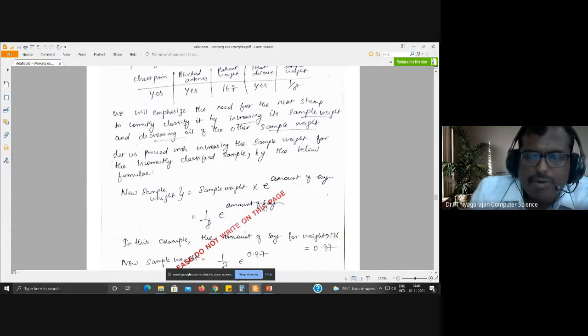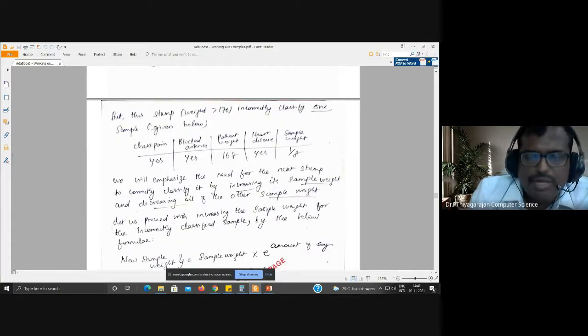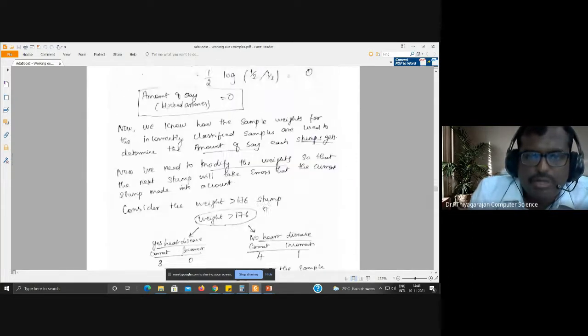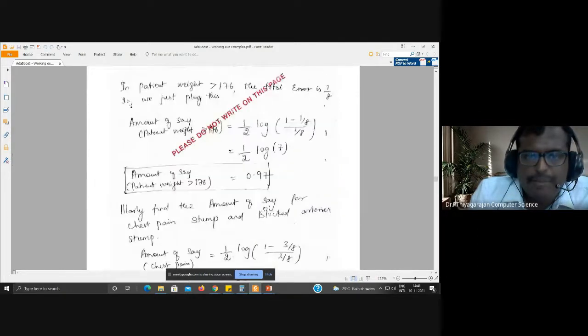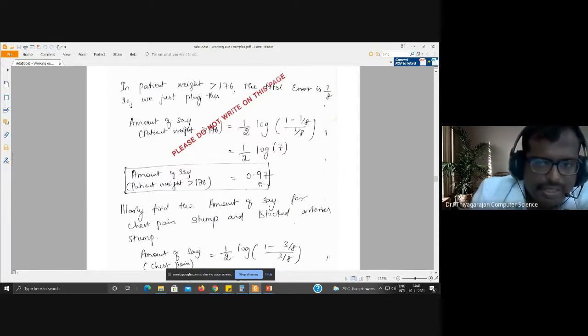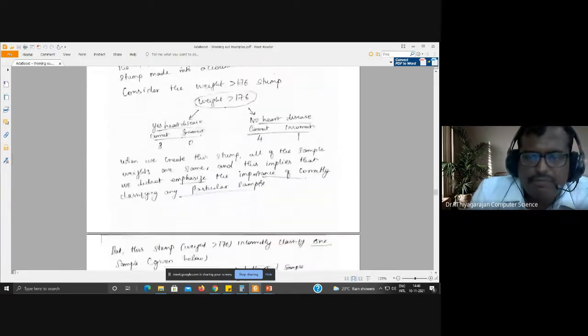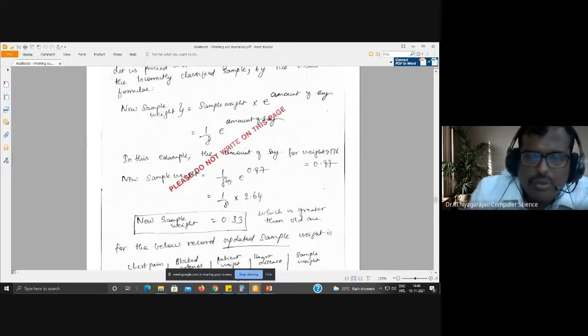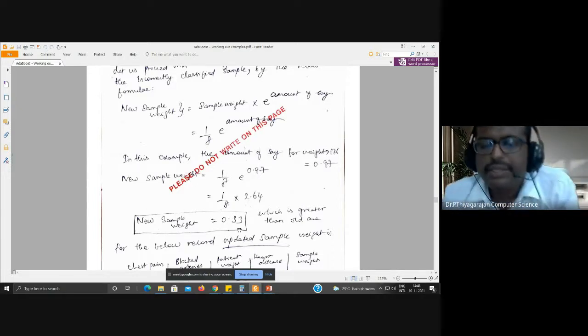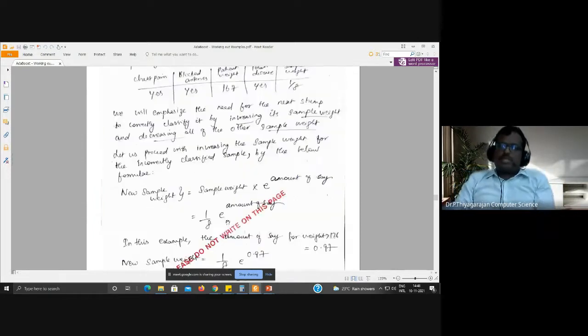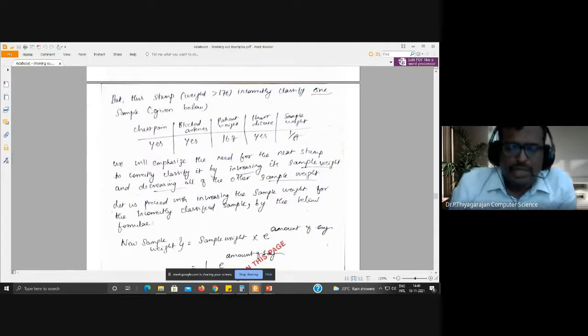Already we have calculated the amount of say for weight. What is the amount of say for weight? Go to the amount of say which is already calculated for the weight. The amount of say for the weight greater than 176 is nothing but 0.97. Substitute the same here. So 1 by 8 into e to the power 0.97. If we calculate e to the power 0.97, it will be 2.64. So the new sample weight for the incorrectly classified sample is nothing but 0.33. So now this new sample weight should be substituted in the place of 1 by 8. Have you understood, class?